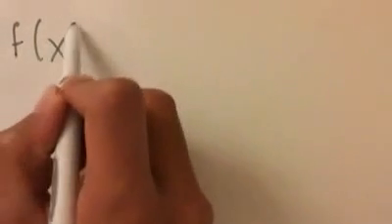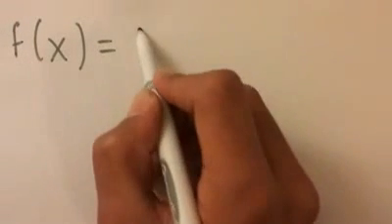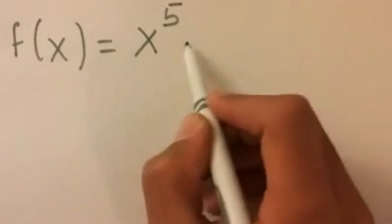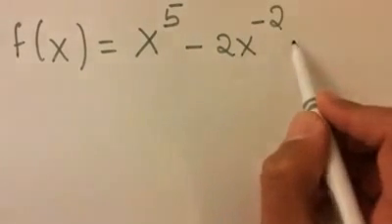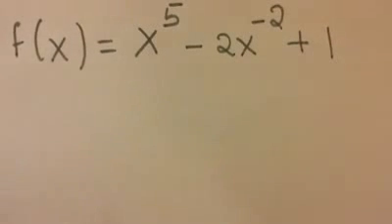Welcome. In this tutorial, I'll be going over how to take the antiderivative, or in other words, integral, how to integrate a function. So let's say we have a function f of x that is equal to x to the fifth minus 2x to the negative 2 power plus 1. So how do we integrate this? How do we take the antiderivative of this function?